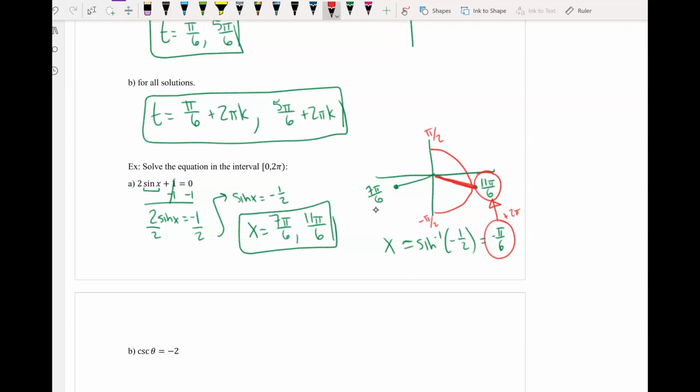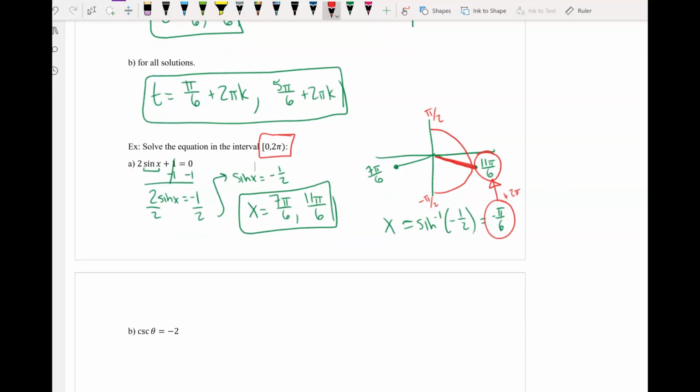So always remember that you want to make sure that your interval is from 0 to 2 pi. We do not want any negative values. Even though this is a solution, it will not be the correct solution. So you have to make sure that you follow directions. All right, so now let's go ahead and take a look at the next example.